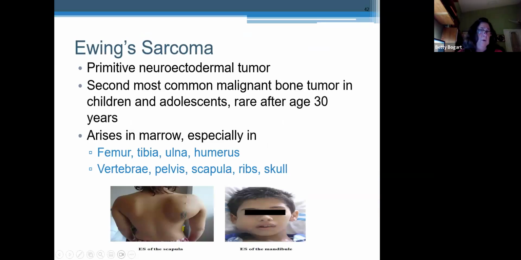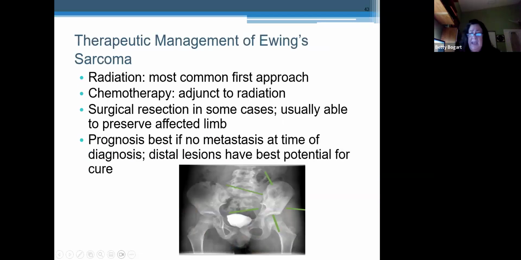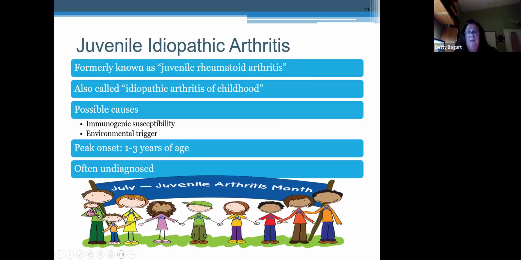Ewing sarcoma is a bone sarcoma, and it could be in the scapula, it could be the jaw, it could be anywhere. Some can be removed, some can't. And again, it's radiation, it's chemo, and it's a surgical resection if you can take out that piece.